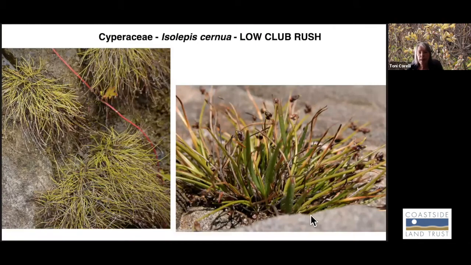This cushion plant, the low club rush, is an obligate wetland plant. It occurs mostly on wet sea cliffs and rocky areas where fresh water is present, although it can also occur in brackish water in the rocky upper tidal zone as well.